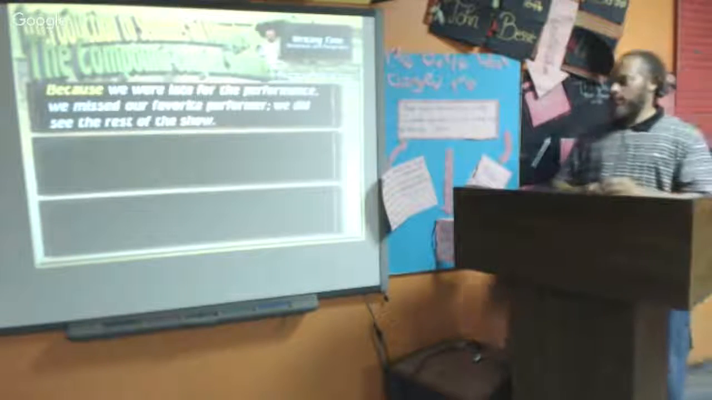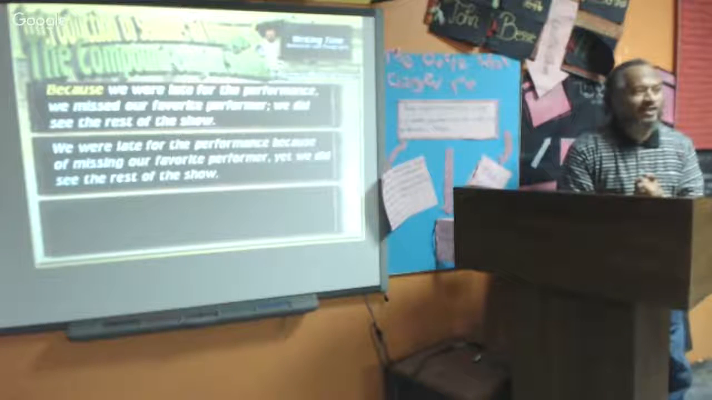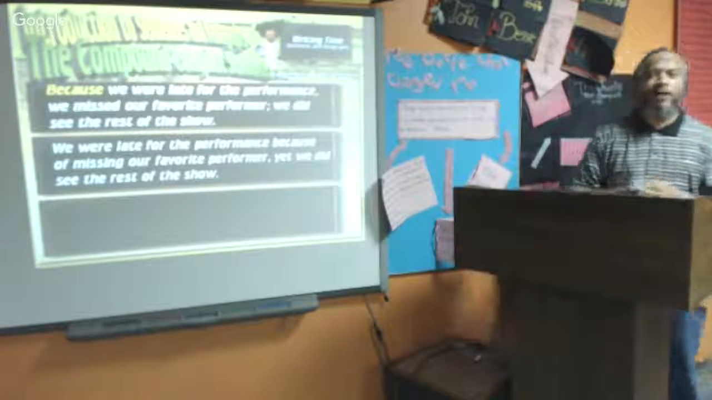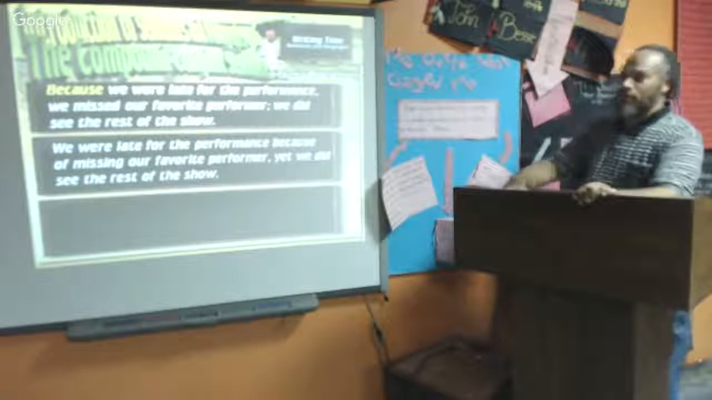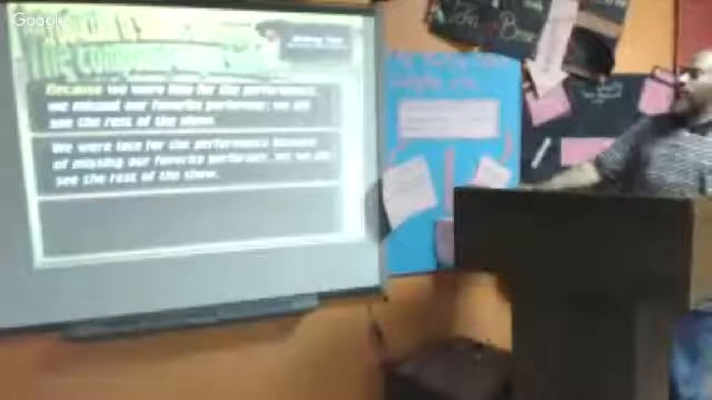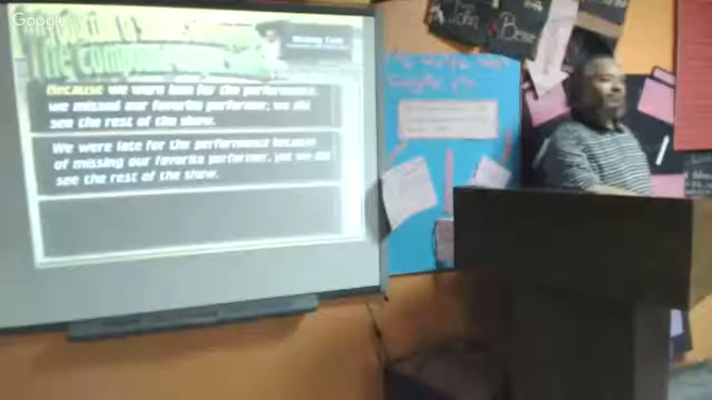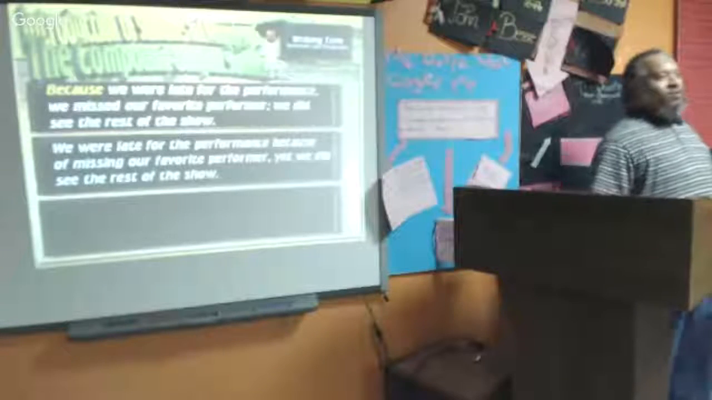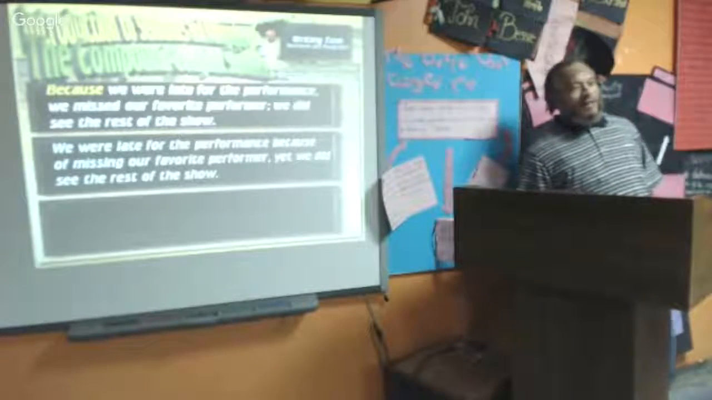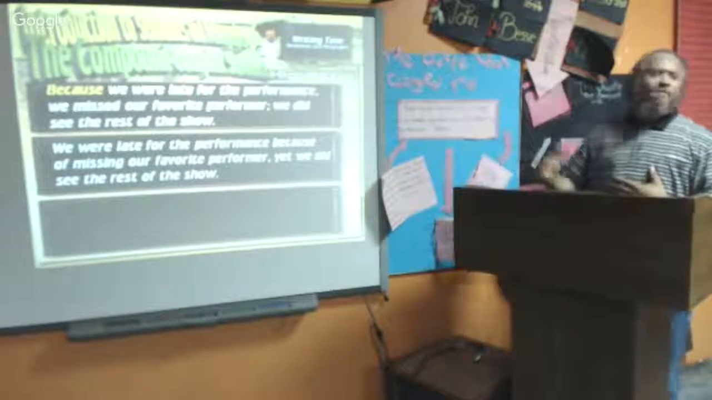Let's do it again. Write it as I read it. Somebody has to diagram it for me and break it down. Put the puzzle back together. We're late for the performance because of missing our favorite performer, yet we did see the rest of the show. I need you to break it down, diagram it, but write it first. Really important sentence. You have to have these two sentences written down.